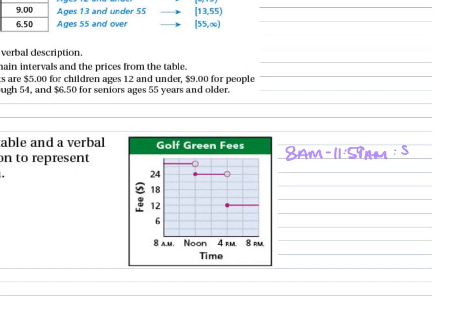So we're going to say that that's $28. So it's $28 to play anywhere from 8 a.m. to 11:59 a.m. Sorry. Then from noon to about 4, so we're going to go right before 4 p.m. So that's noon to 3:59 p.m. It's going to be $24. And then from 4 p.m. and on, it's going to be $12 to play.